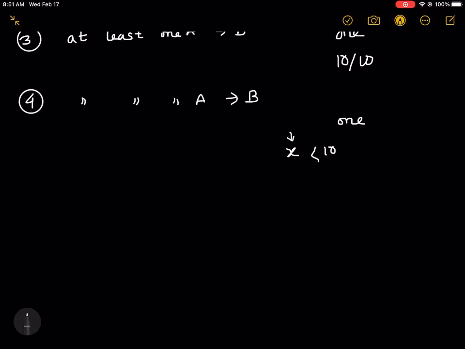So if you want to prove me wrong, what do you need to prove? You need to prove that everyone got 10 out of 10. Can you see that? I said there is at least one student who will get less than 10, and you're trying to prove me wrong. That means there is no student who got less than 10. In other words, all the students got 10 out of 10. Only then can you prove me wrong. That's how you can negate a statement.